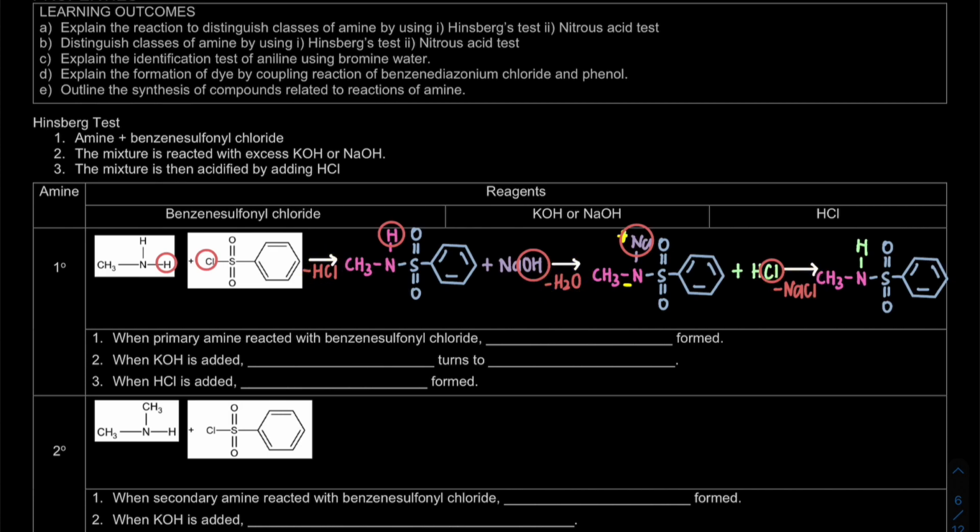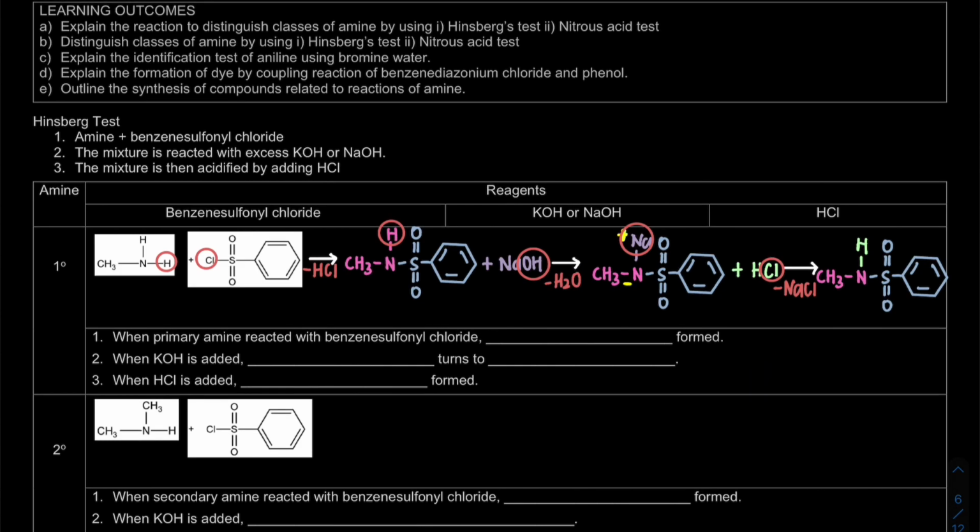Tapi itu baru equation. Kalau untuk chemical test, kena ada observation dia juga. Since the Hinsberg test, okay, we have reacted with 3 different reagents kan. So for the observation, we have to mention lah after we react with first one, benzene sulfonyl chloride, what is the observation? After we have reacted with the base, what is the observation? And last but not least, what is the observation when we adding our acid?